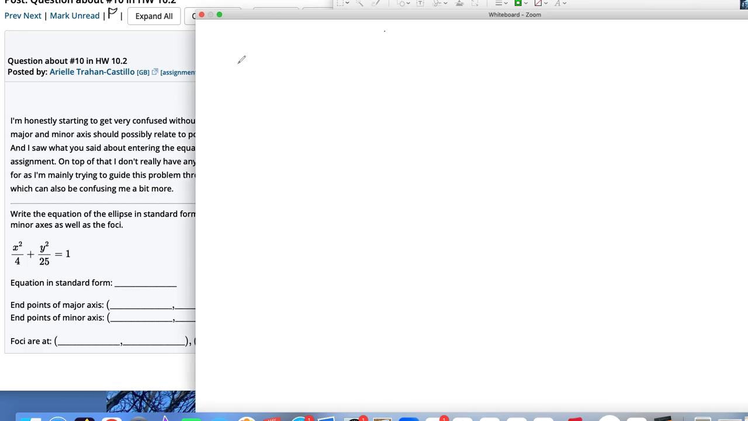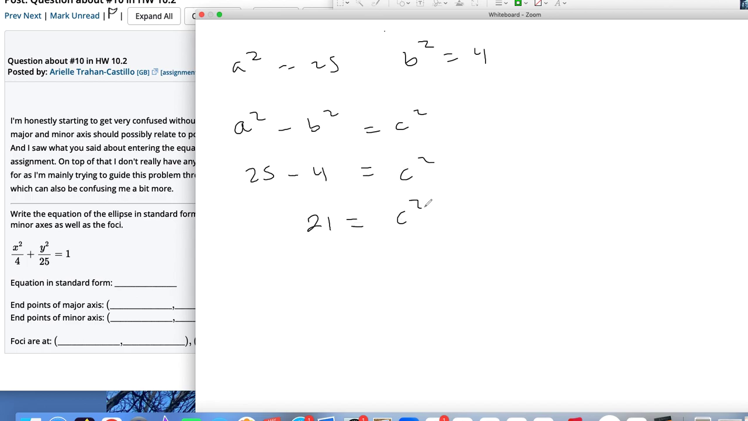So we know here that A squared was 25, and we know that B squared was 4. And for ellipses, that formula is A squared minus B squared equals C squared. So that's going to be 25 minus 4 equals C squared, or 21 equals C squared, or square root 21 equals C. This is probably about 4.6 or so.